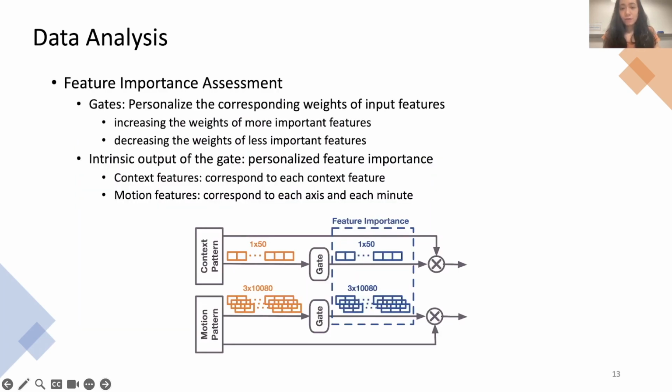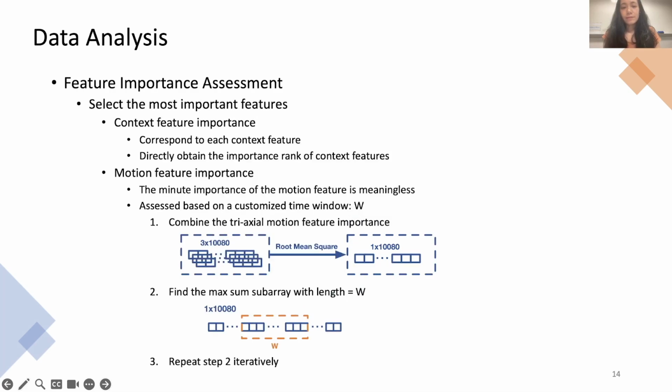We then evaluate feature importance based on the gate mechanism. The gate with learnable parameters personalizes input feature weights. For each participant, the intrinsic output of the gate is regarded as the personalized feature importance, and for context features, this importance aligns with each feature, while for motion features, it matches each axis in a minute.